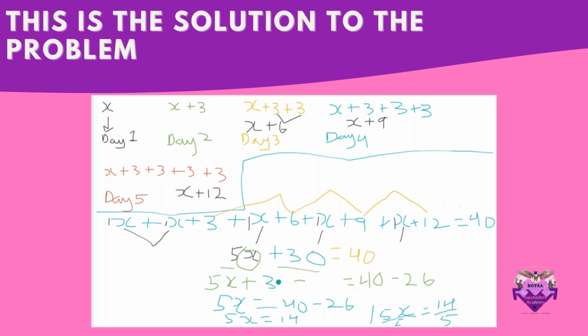But I was like, how? 5 cannot give you, when 14 divided by 5, you would not get a whole number. You're supposed to get a whole number. So I know something was off. So I checked it again and I realized the error.